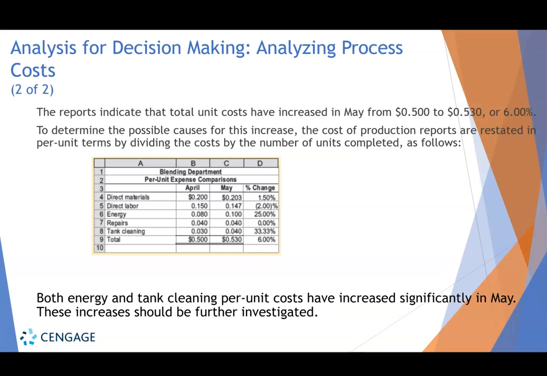The reports indicate that total unit costs have increased in May from 50 cents to 53 cents, a 6% rise. To determine the possible causes, the cost of production reports are restated in per unit terms by dividing the cost by the number of units completed. So these cost of production reports can be used to compare the material output quantity to the material input quantity. Dividing the output quantities by the input quantities is termed the yield of a process.